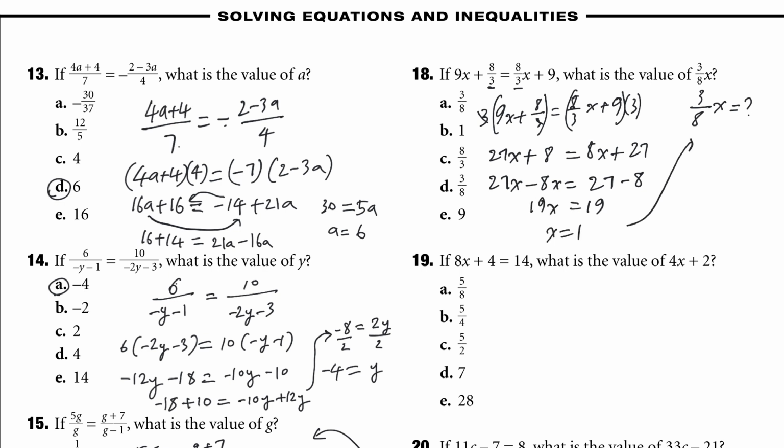Now I want to plug this in, so 3/8 times 1 is just 3/8. I think there must be a typo in this question. It's A or D, doesn't matter. Both are 3/8.